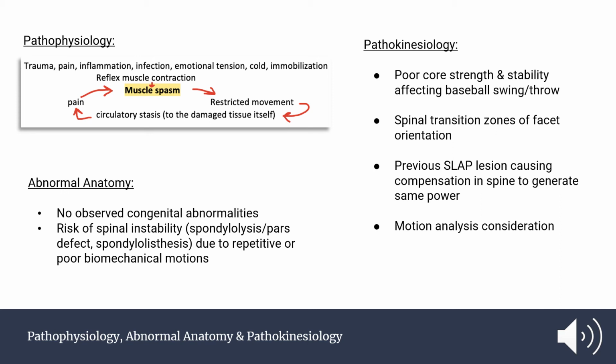When we look at his previous SLAP lesion, this could cause compensation in the spine in order to generate the same power. So if you have some deficits in the shoulder, so say a lack of range of motion or strength in the shoulder, you're going to try to generate that in the trunk and the hips in your baseball throw, for example. And so that can lead to compensation in the spine. And if you have less stability in the spine, not the musculature to support it, then that will lead to problems and pain.